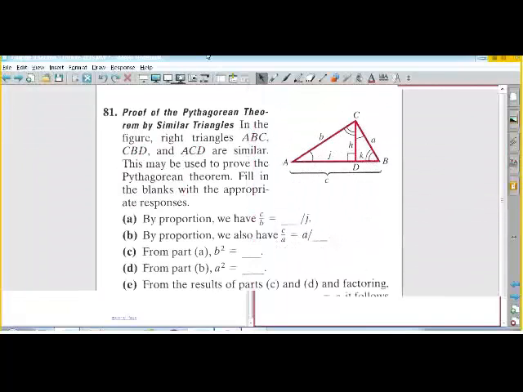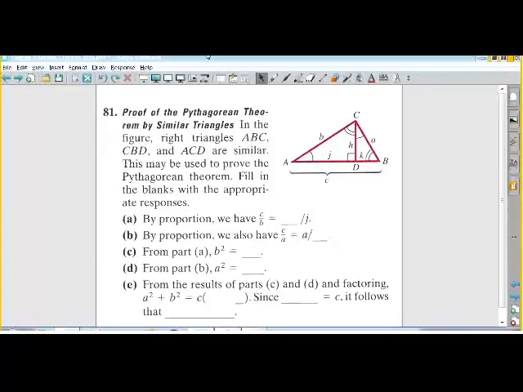So we'll start this, but we'll finish it next time, so we'll see how far we get. This is actually a proof of the Pythagorean theorem. It's problem 81 in your book. It's just showing, using similar triangles, how you can prove that the Pythagorean theorem is true.